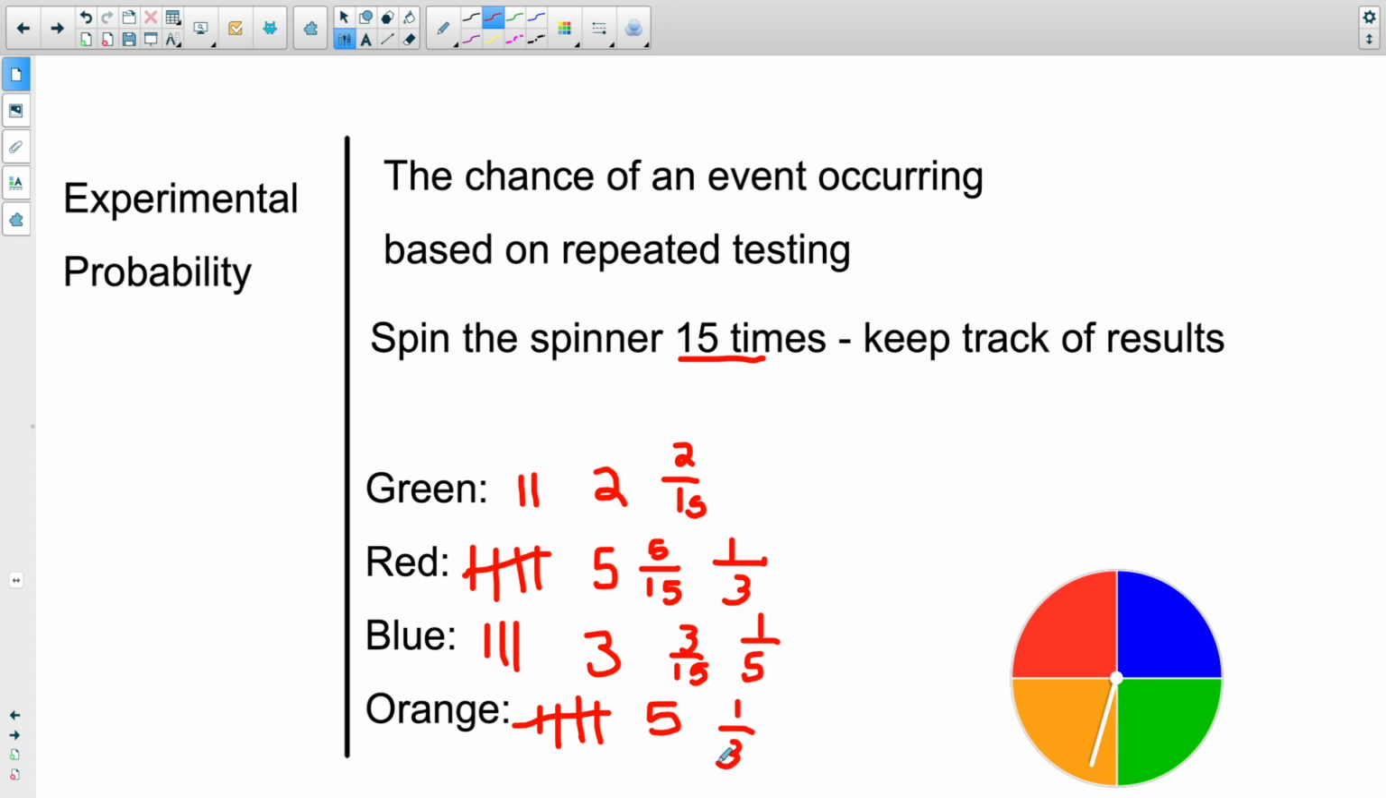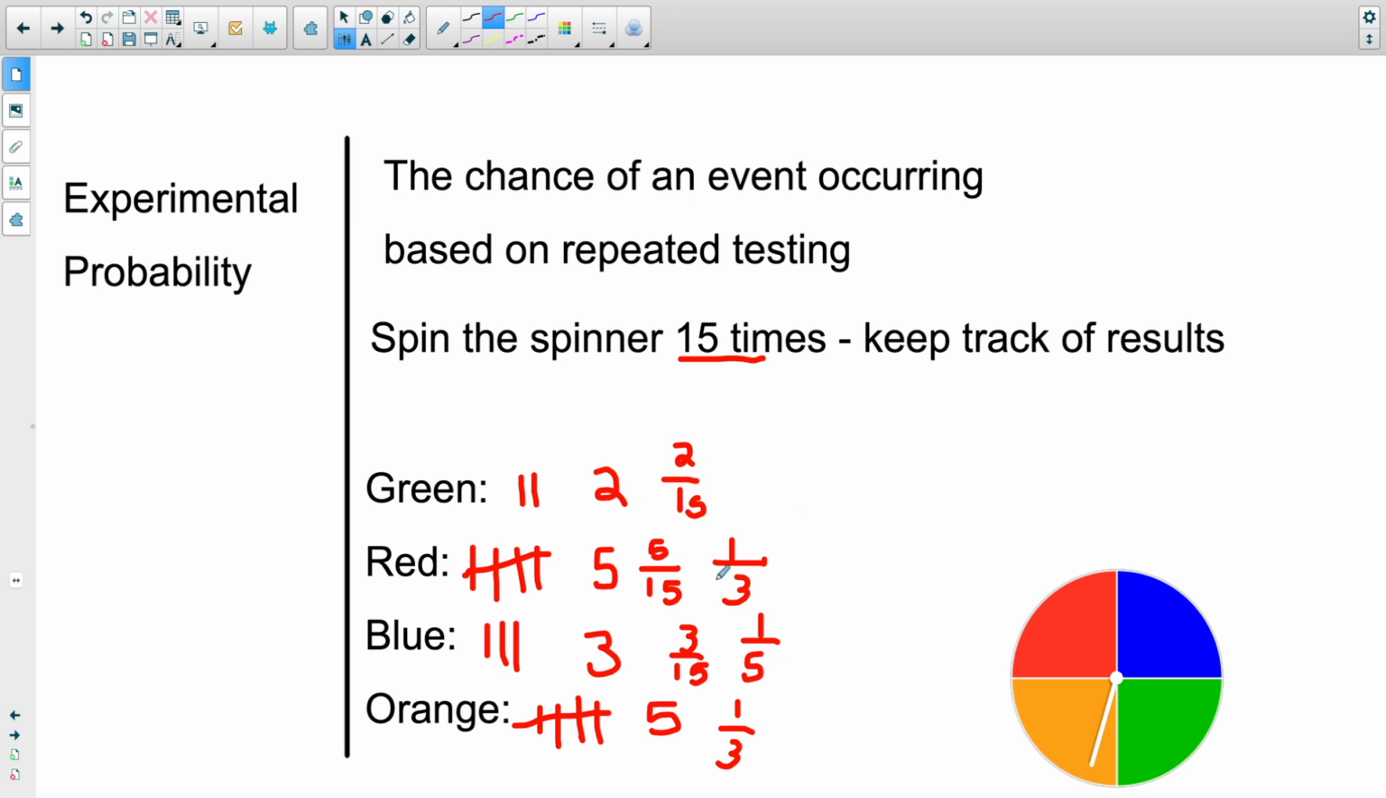So what went wrong? Why didn't I get 1/4, 1/4, 1/4, 1/4? Well, experiments don't always turn out the same as you think they will. Does that mean the spinner's defective? No, just means we didn't do it enough times. If I did this 1,000 times, probably get closer to my theoretical being the same as my experimental. But when you do a short little study, your experiment will probably get different results.